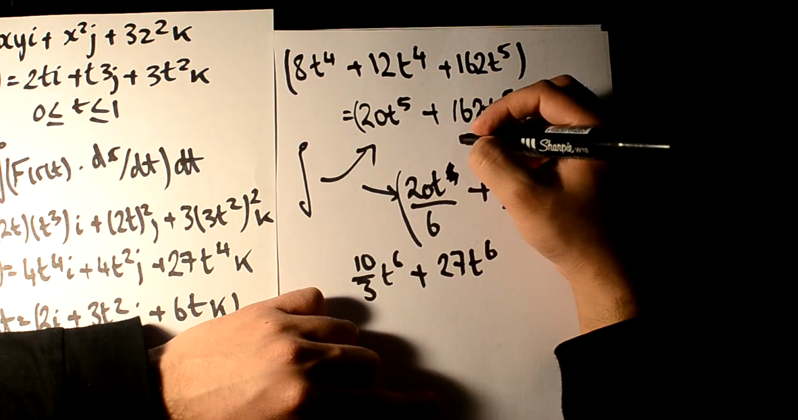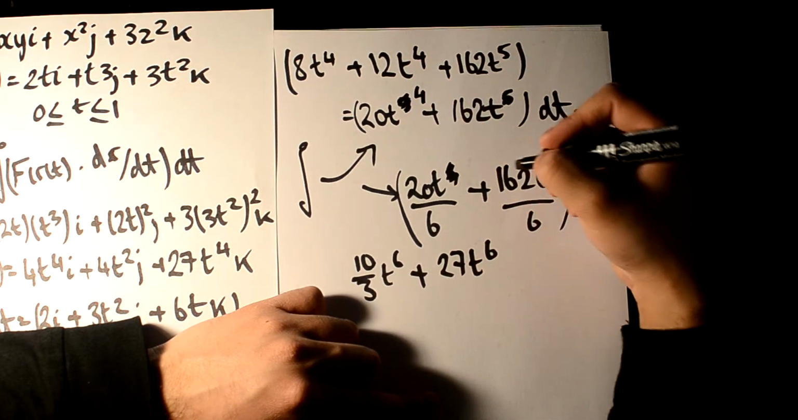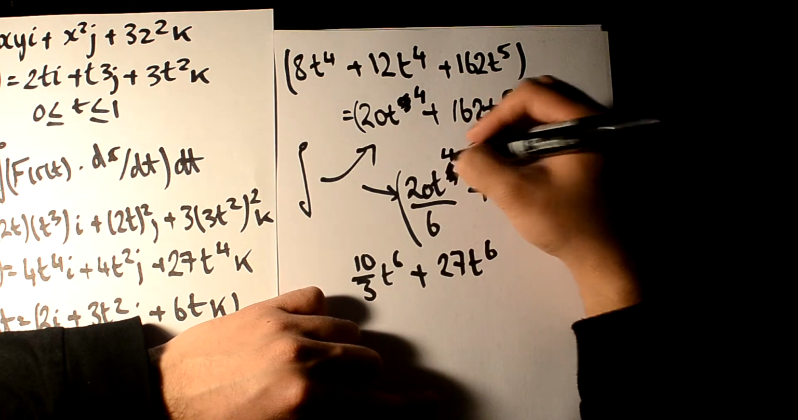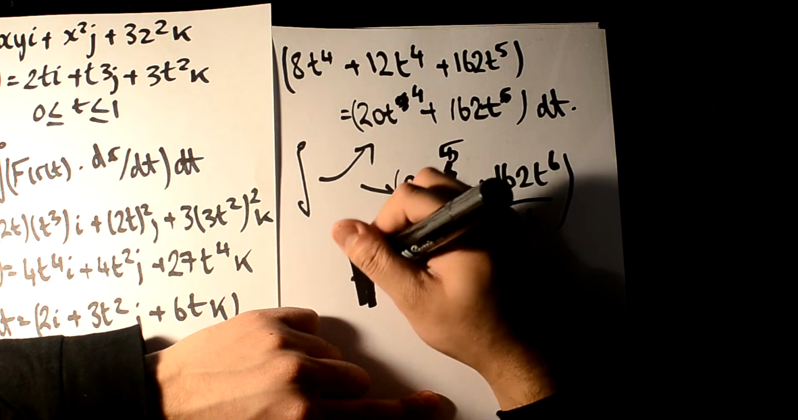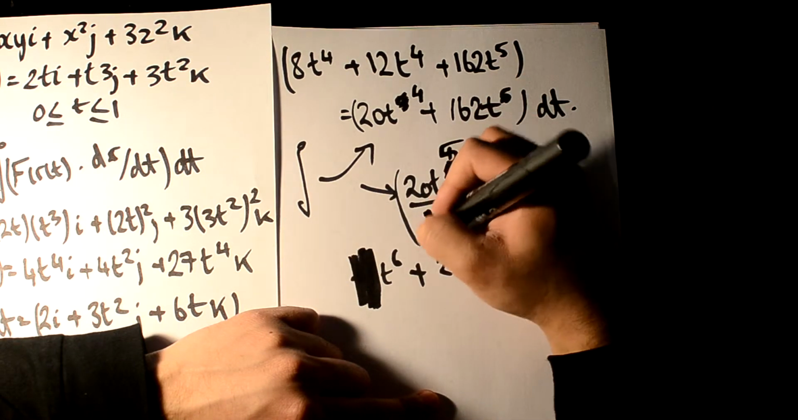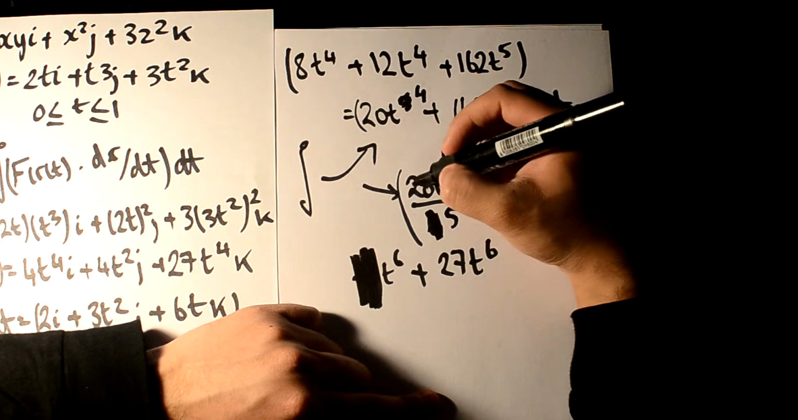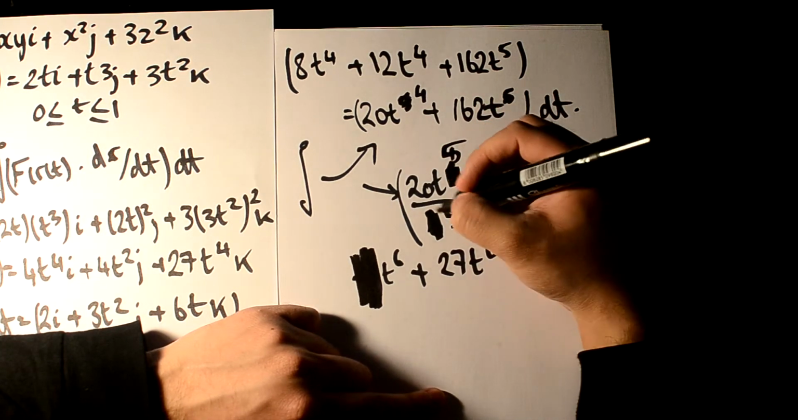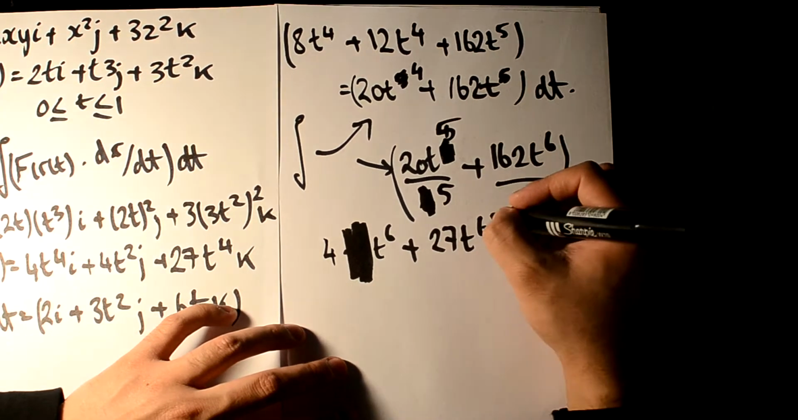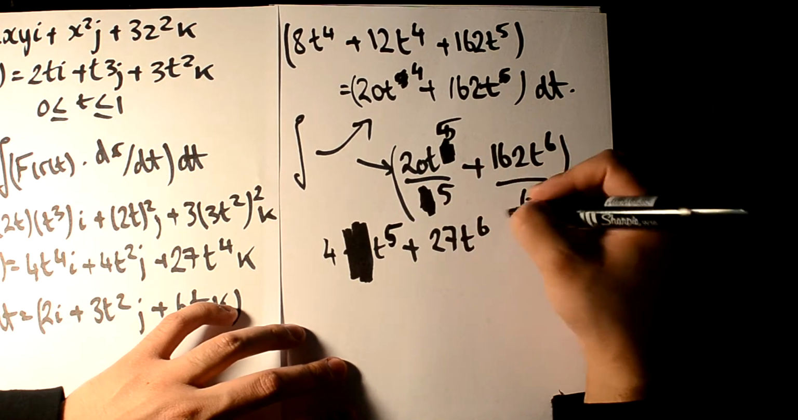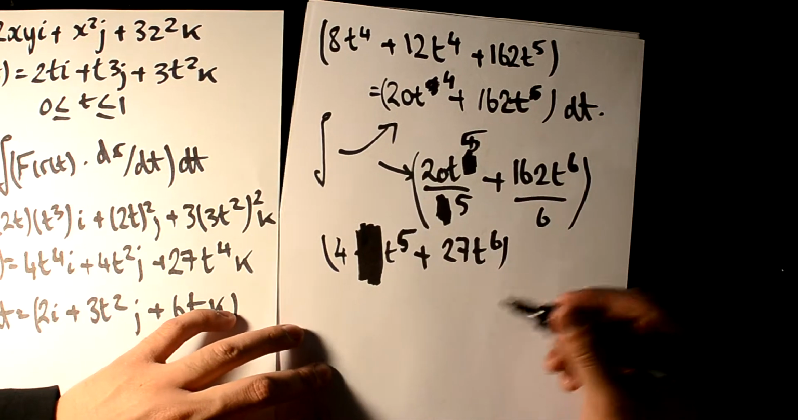Sorry, that's wrong, isn't it? Yep, that was very silly. 5, and that's 5. Sorry, that is 20t to the power 4, which integrates into 20t to the 5 over 5, and then you get 5, 10, 15, 20, which is 4. So you're going to get 4t to the 5 plus 27t to the 6. So that looks a bit better, other than the silly blodges that I've now made.